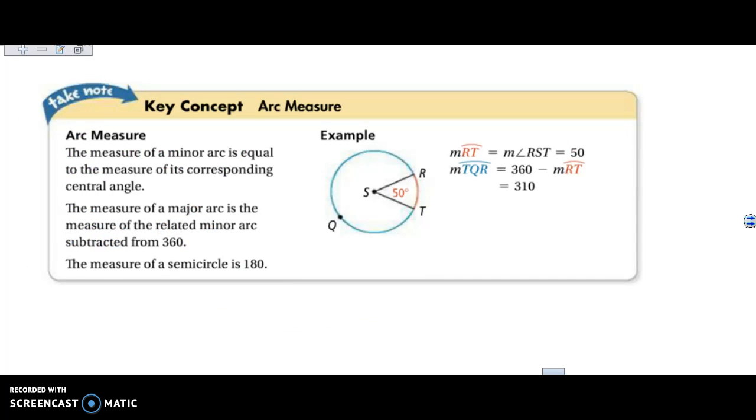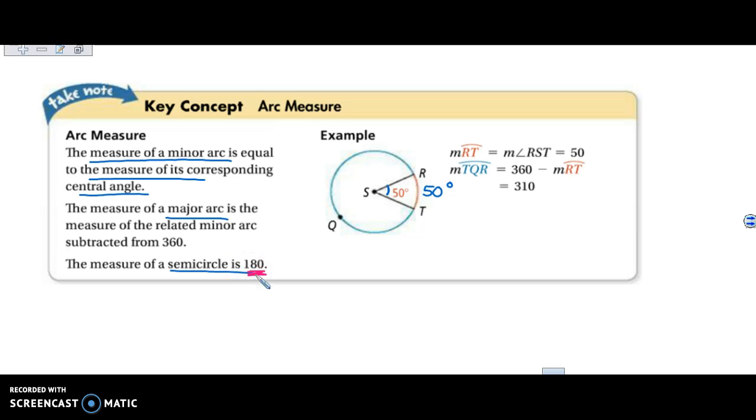Okay, and then a quick concept to talk about here. It says that the measure of a minor arc is equal to the measure of its corresponding central angle. The same thing goes for a major arc, and a semicircle is equal to 180. So what this means is that if you have an angle measure, so RST, the angle measure is 50 degrees, that means that the arc measure would also be 50 degrees. Okay, if we had a semicircle, it would be 180.